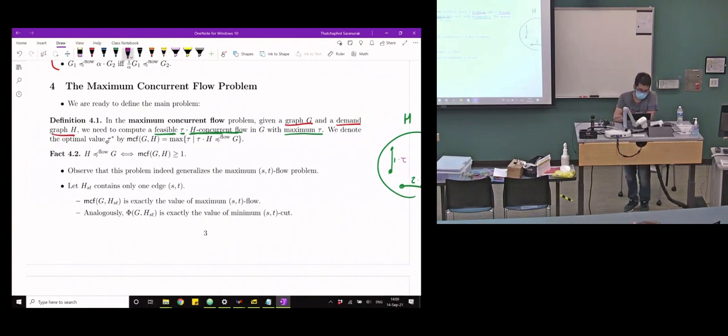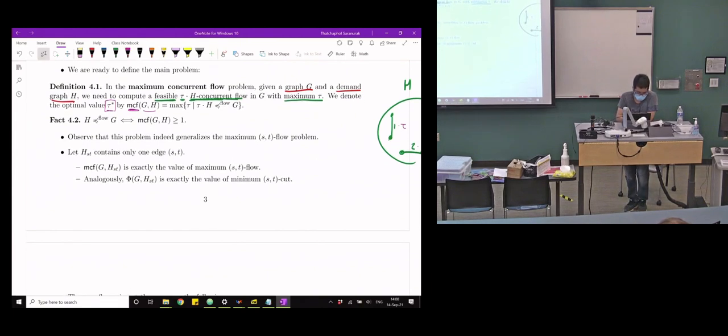And we denote this maximum optimal value tau star. I denote it by MCF of G, H, the maximum concurrent flow of G, H. Okay. So just to be clear, H is embeddable into G if and only if this tau star is at least 1.